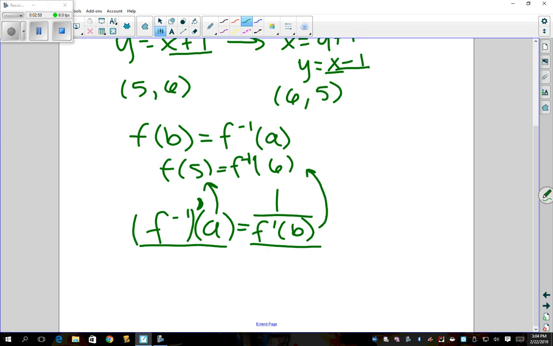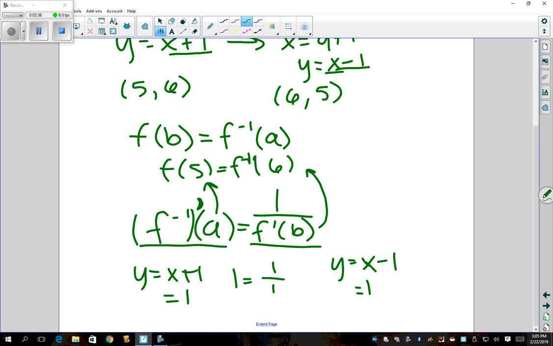So I would find the derivative of y equals x plus 1. The derivative of that is just 1. So this one's kind of an easier one. And then I would find the derivative of my other one, y equals x minus 1. The derivative of that is also 1. Then I would evaluate that at 6, and my other one at 5. So I say 1 equals 1 over 1, and it ends up matching up. So this is our rule for any given particular inverse function.